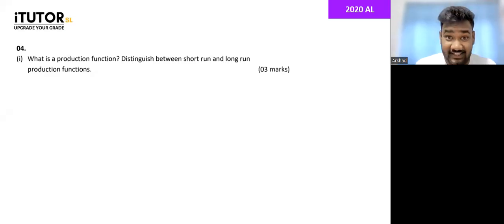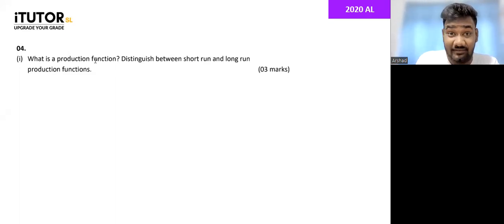Okay. We'll get to the 2020 A-level question. You will realize, guys, now when we do 2020, 21, 22, that it's the same question that has come over and over again. So we'll start with 2020 question number 4.